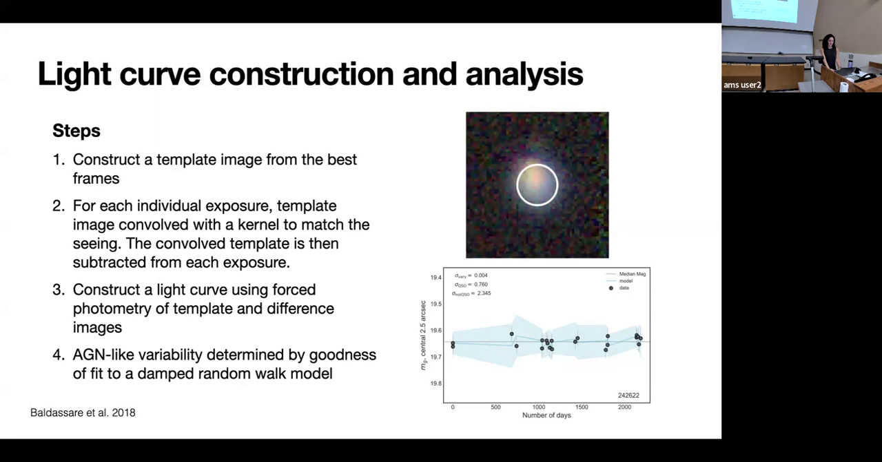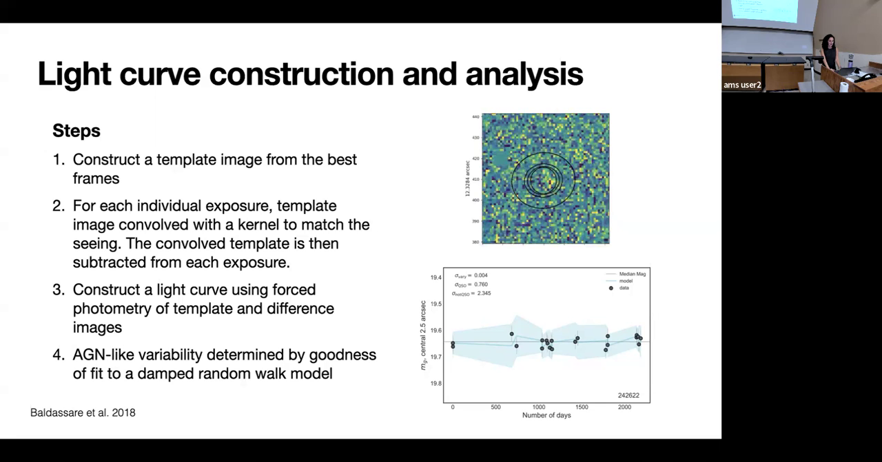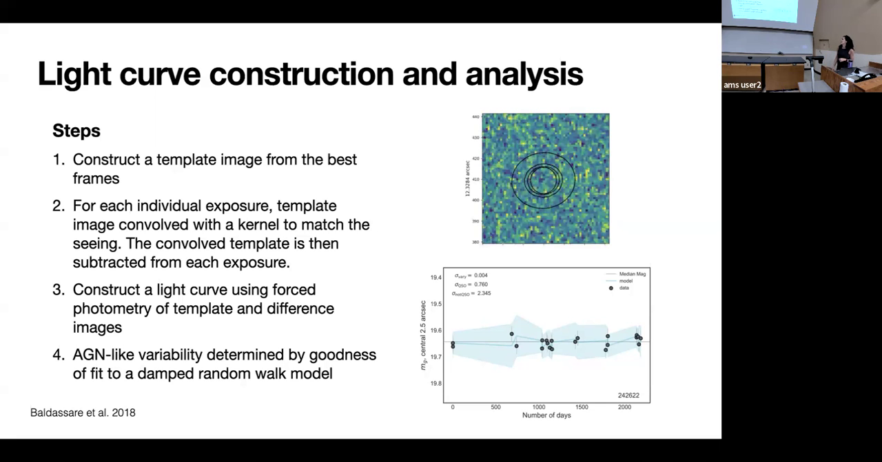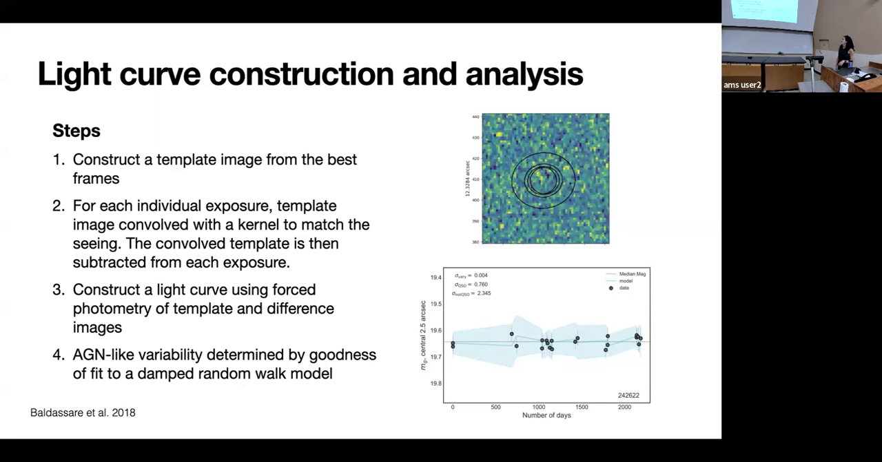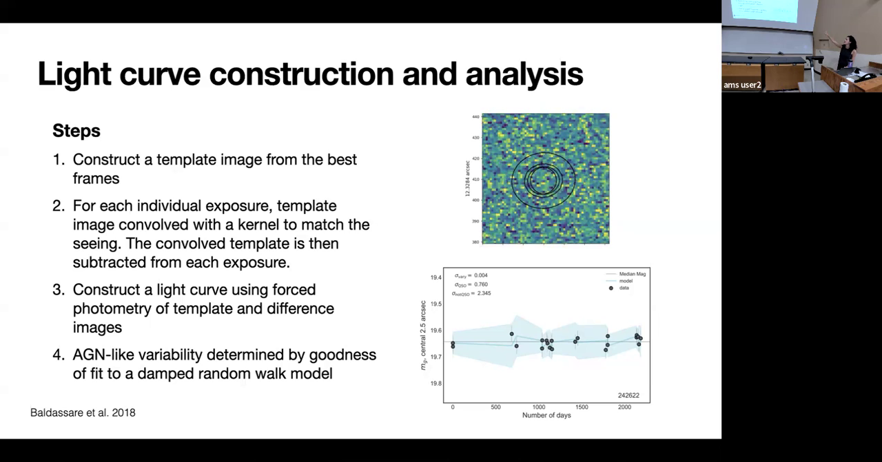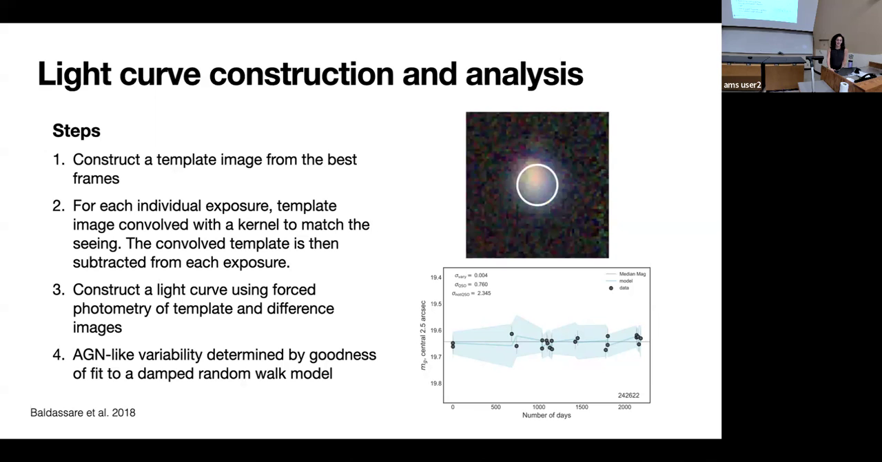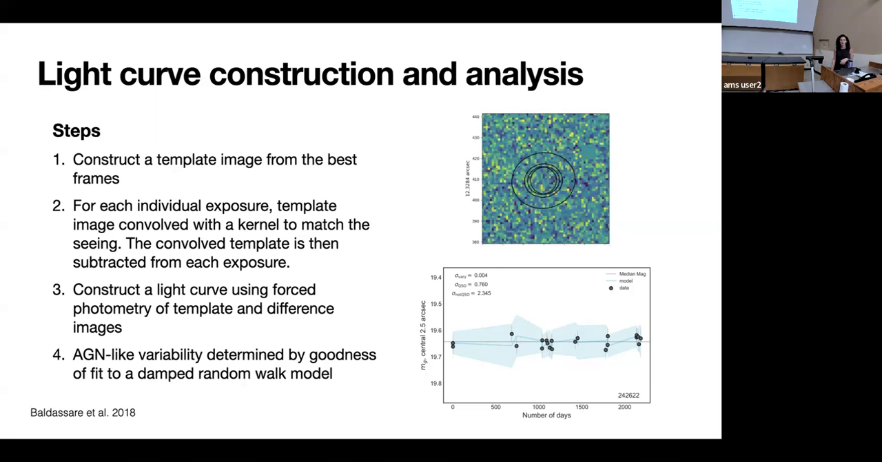So this is an example of a galaxy that's not variable. On the bottom is just brightness versus time. The data is those little gray circles, and you can see those are the difference images. There's no features that stand out against the background, right? It's just noisy.